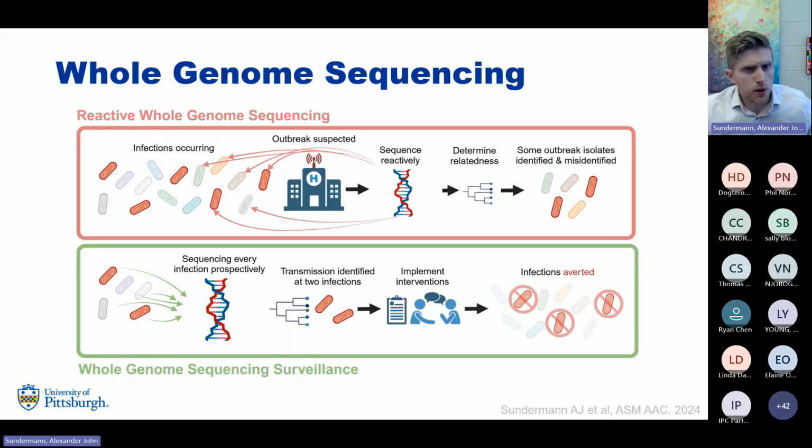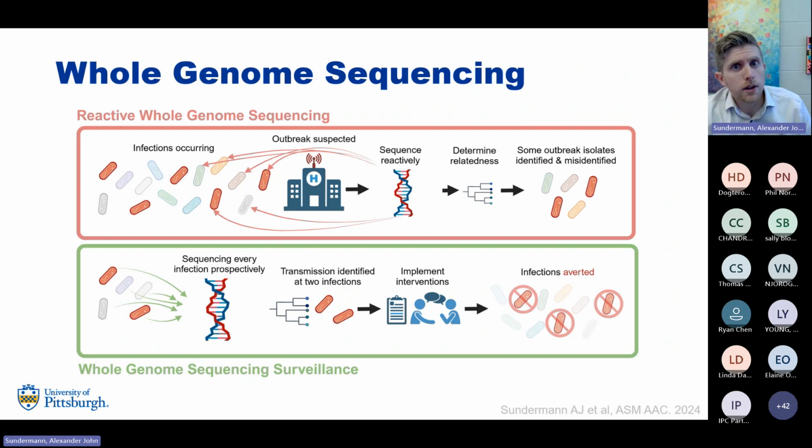Typically in a healthcare setting, you have infections that occur, and we do surveillance: are they hospital acquired or not? But oftentimes it takes some astute clinician to say, I had 5 MRSA infections on my unit this past month. That's weird. Let's do whole genome sequencing on some of those to see, are they related?